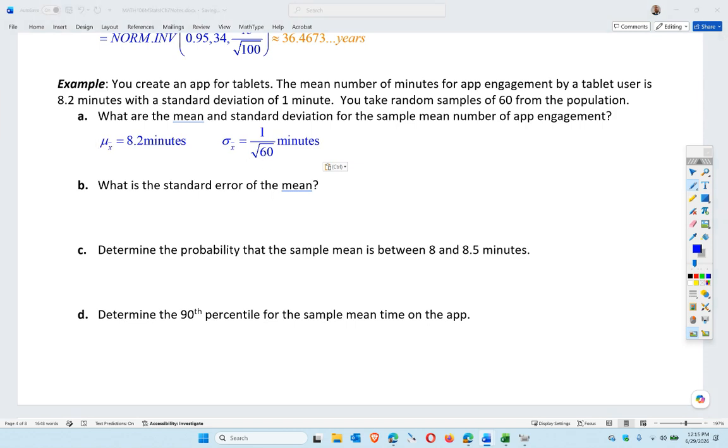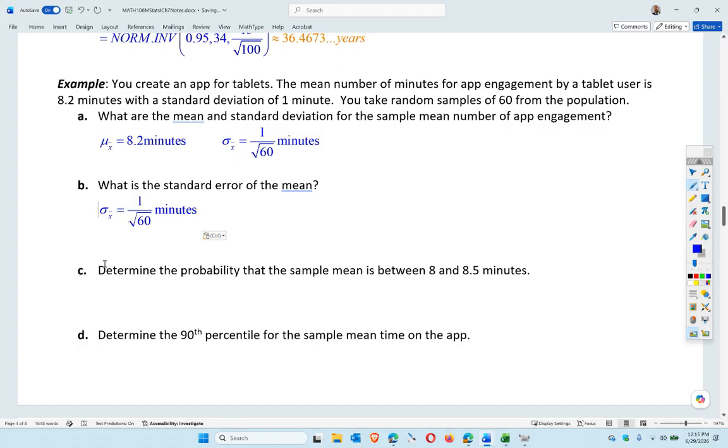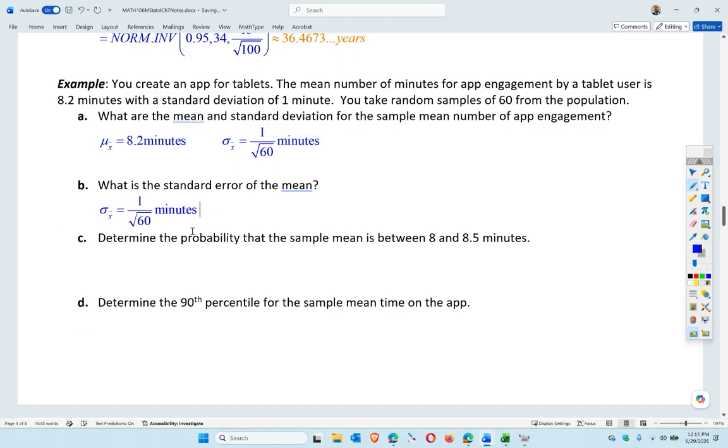So what is the standard error? Okay, well that is what we already did, right? So don't get those confused. Standard error is when you start doing this with divide by the square root of 60.